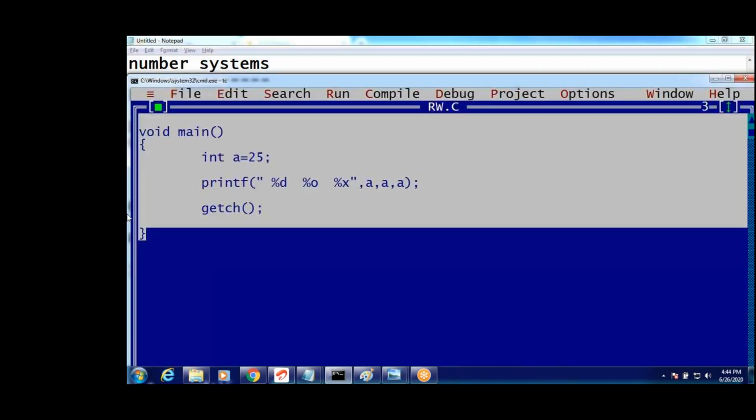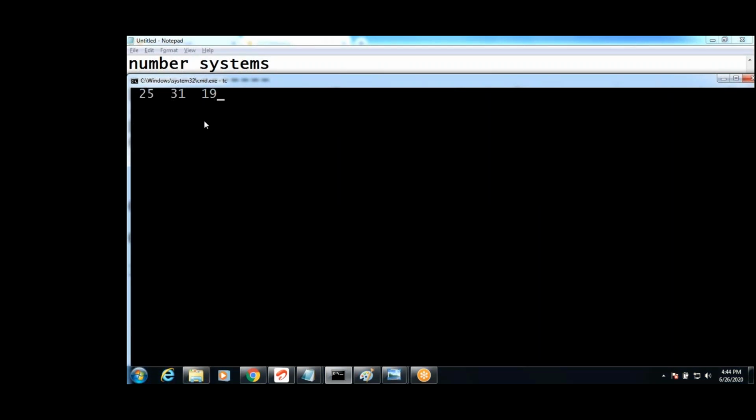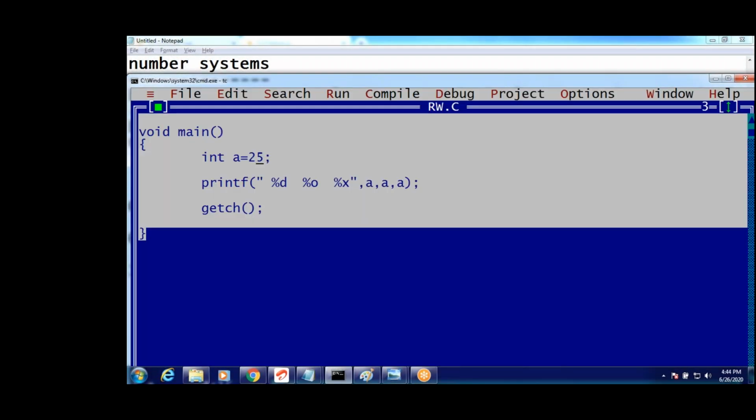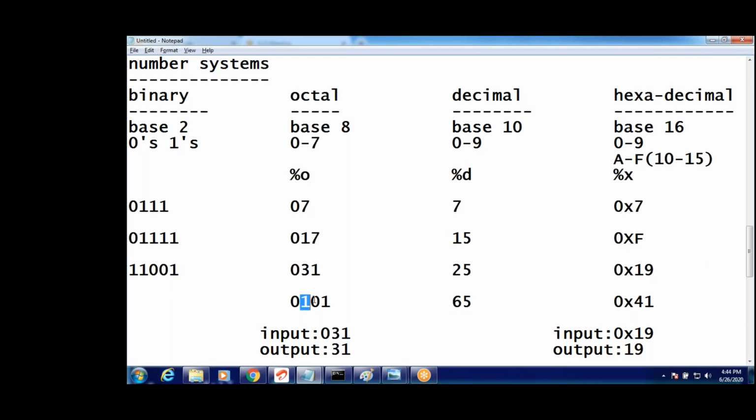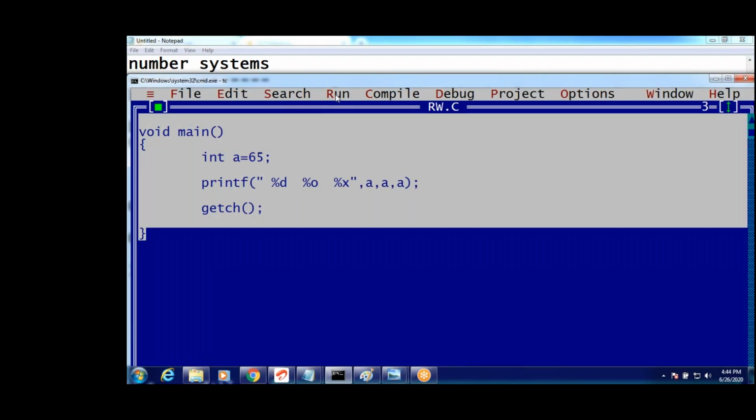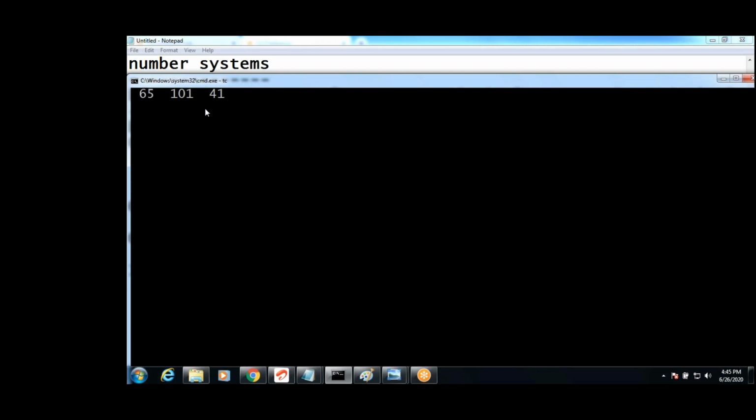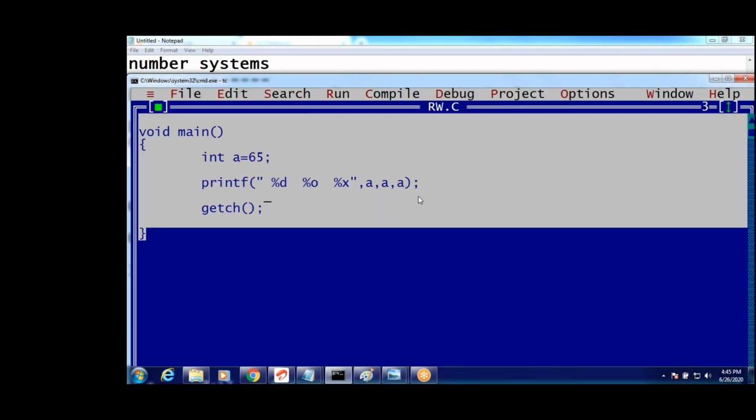How to print hexadecimal? How to print 65, guys? Decimal, octal and hexadecimal. We know 65 already. 65 decimal is 101 octal and 41 hexadecimal. Clear, guys? Write this for 65. What is the output? It will print 65, 101, and 41, that is 0x41.